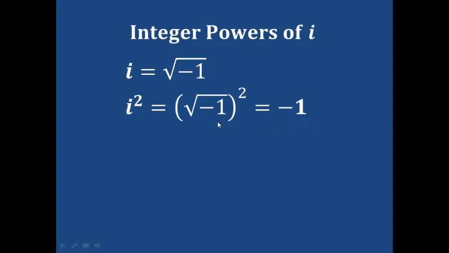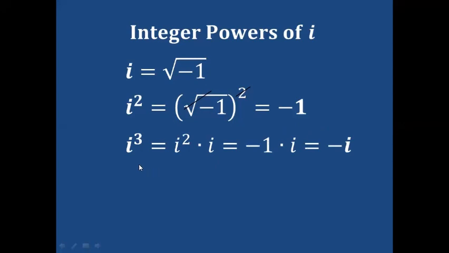Now, we may ask ourselves, why does the square root of -1 squared equal -1? One explanation is that if we square a square root, we're essentially canceling out the square root. So we're just left with the number that was under the square root. So in this case, it is -1.